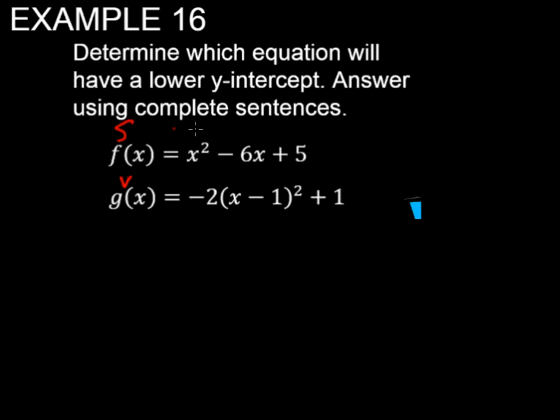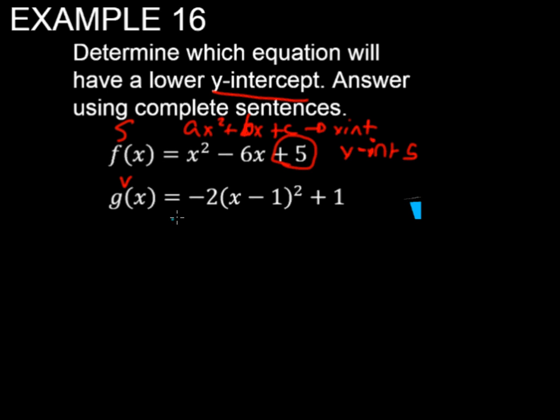Standard form is great for finding the y-intercept. It is the last value. If you're given ax squared plus bx plus c, then c is the y-intercept. So that means that in this case, the y-intercept here is 5. So we know 5 will be higher if this is lower than 5. So let's figure this one out.